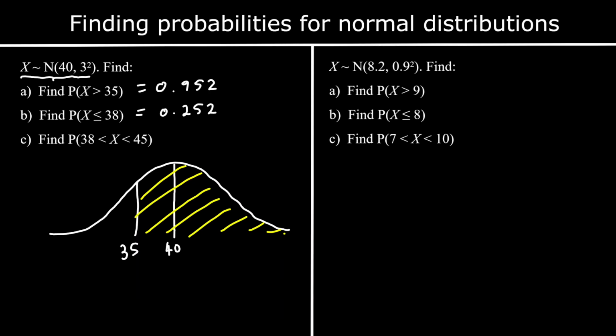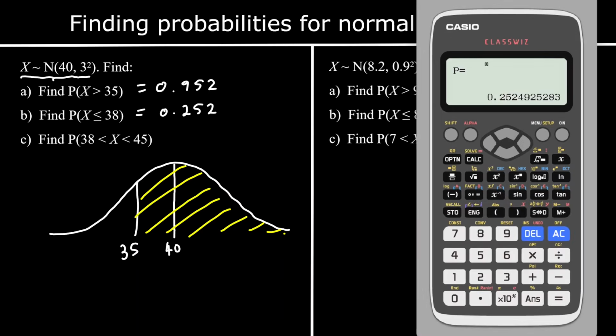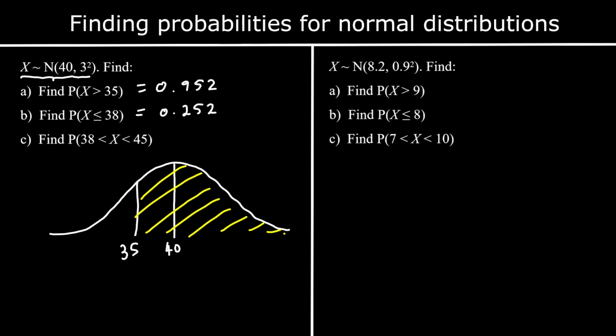And the probability that x is between 38 and 45. So this time, we're going to put the lower as 38. The upper is 45. And we're going to keep our mean and standard deviation as they are. We've got 0.6997, so 0.700.